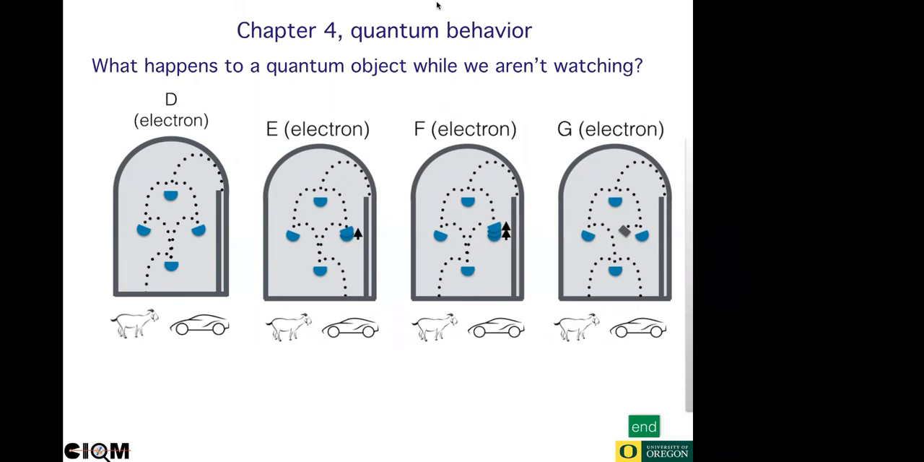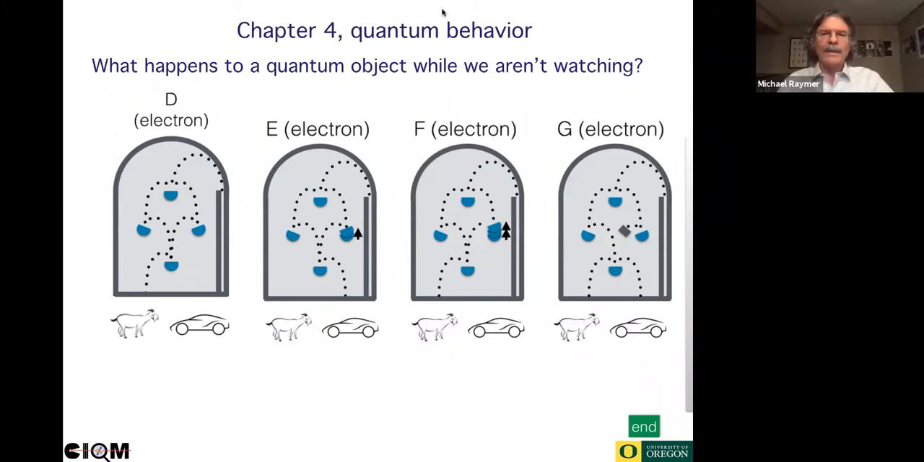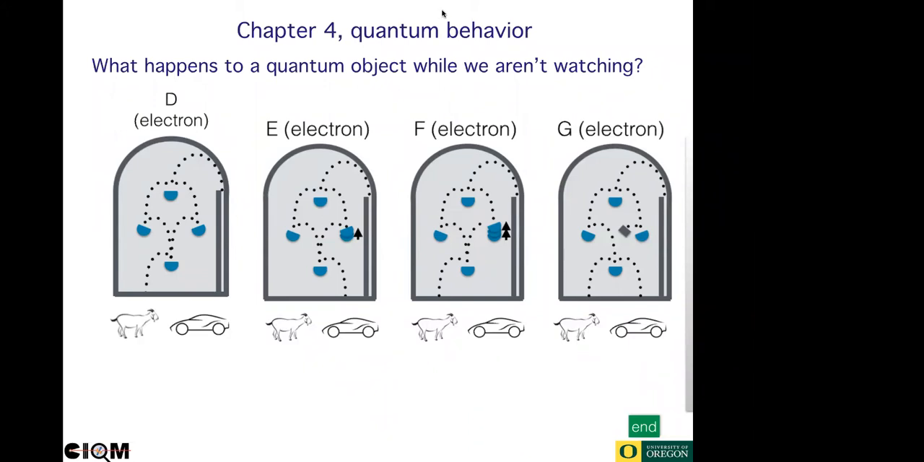Okay. Dr. Raymer? Yes. There is a question in the chat. You want to read it? Because I can't see the chat right now. Oh, okay. In your example, does the electron always land on the goat just to demonstrate the phenomenon, or does it really depend on the geometry in that picture?